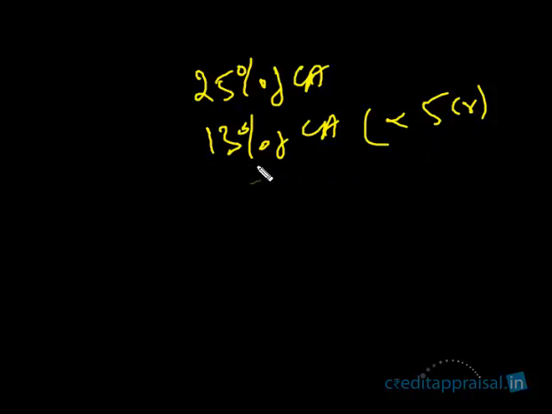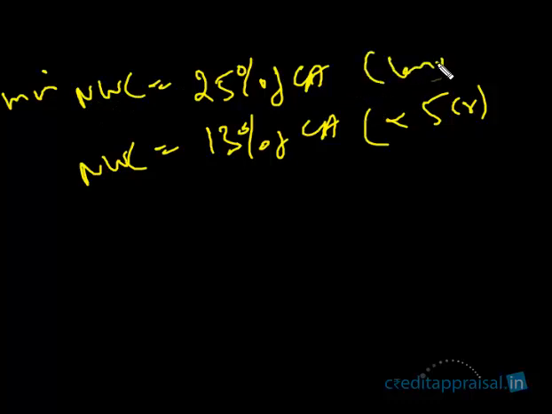Minimum NWC is 25% of current assets for large borrowers. But this bank has said for small borrowers it is sufficient if we have 13% of current assets. So can you now calculate what is the minimum current ratio? Take a moment to calculate the minimum current ratio. Same logic, right? So please pause the video and try to answer this.